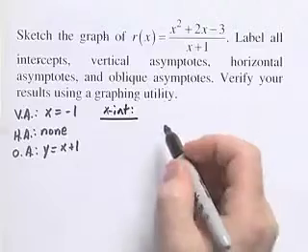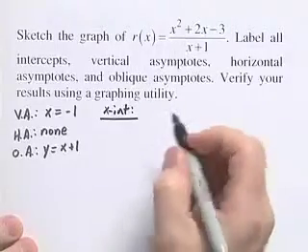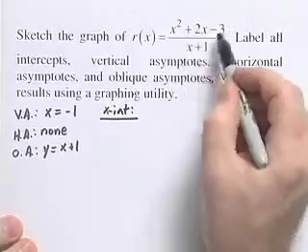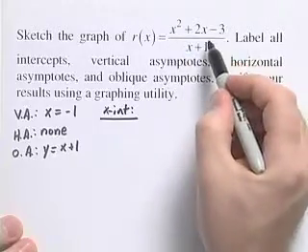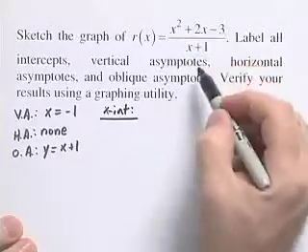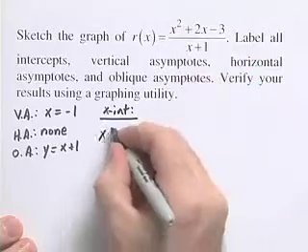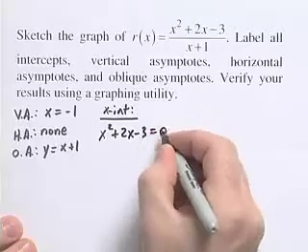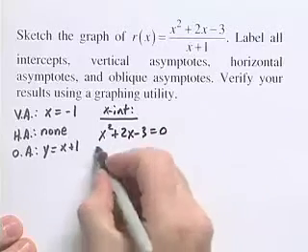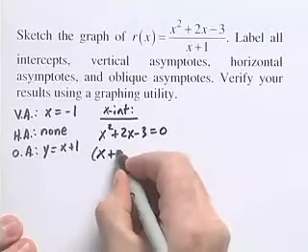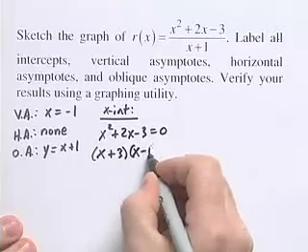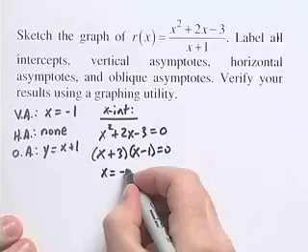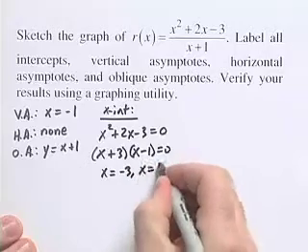Remember, to find the x-intercepts, we let the function equal 0 and we solve the resulting equation. In this particular case, that means that we just really need to set the numerator equal to 0. So if the numerator is 0, then the whole expression is equal to 0. So we're going to set x squared plus 2x minus 3 equal to 0. And we solve that. So we'll get x plus 3 times x minus 1 equals 0. And so our x-intercepts will be x equals negative 3 and x equals 1.